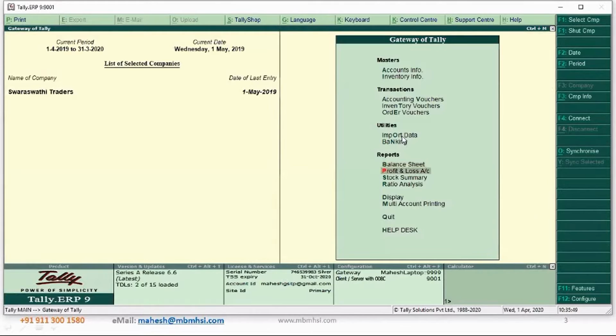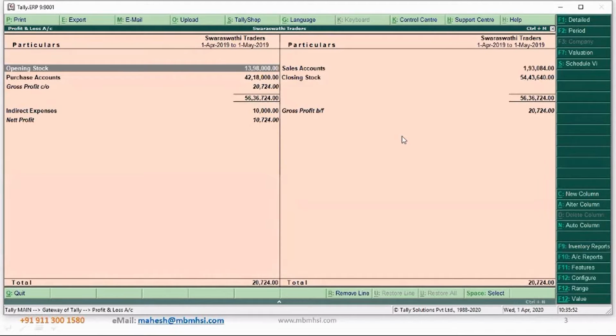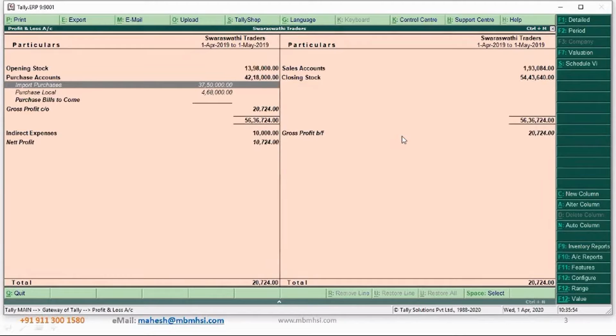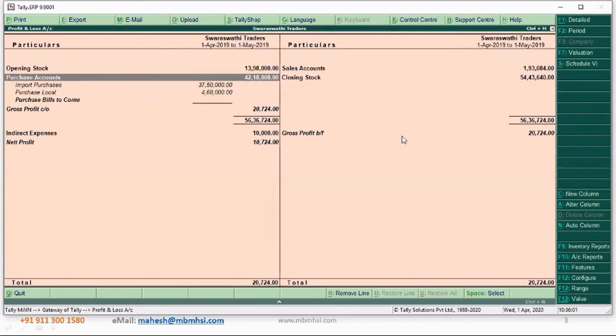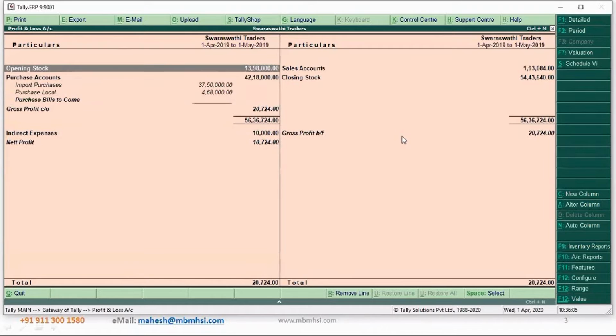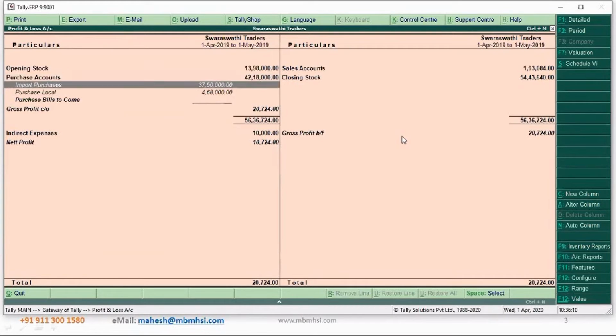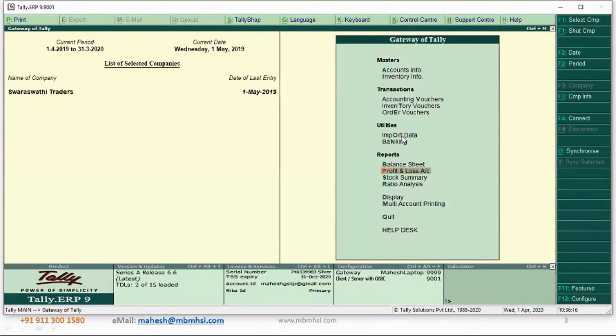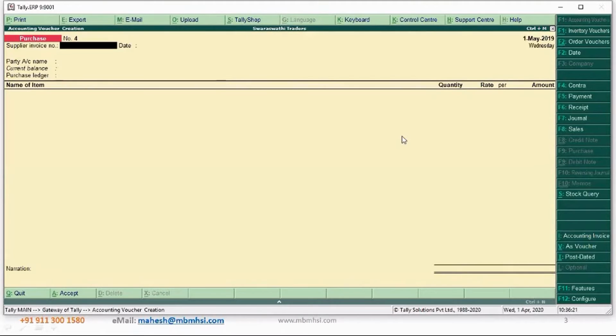Similarly, if I go to my P&L, my purchase has been accounted as 37,50,000, right? Now let's come to the purchase bill. Against this bill, we need to make payment to our supplier. The supplier has given 15 days of credit. So I'm going to the voucher entry to make the payment.